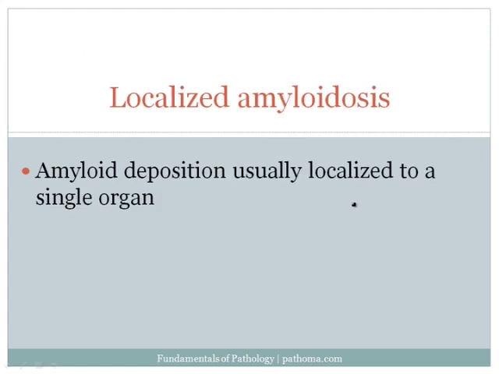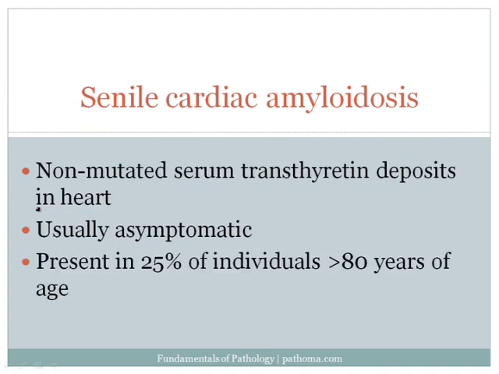Now that was the discussion of systemic amyloidosis, and now I want to talk about localized amyloidosis. In the discussion of localized amyloidosis, the first point here is that the word localized basically refers to the fact that the amyloid deposition is localized to a single organ, or a single tissue in the body. The first and classic example of localized amyloidosis is senile cardiac amyloidosis. So the name kind of gives it away.